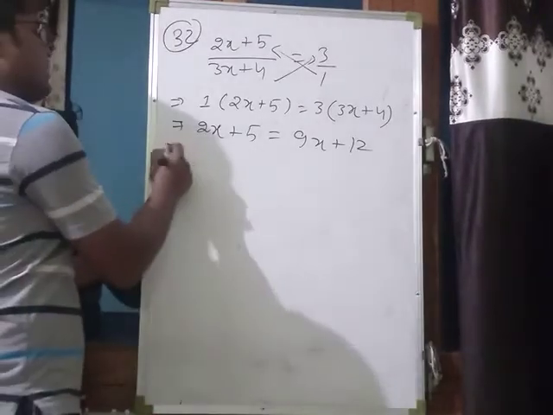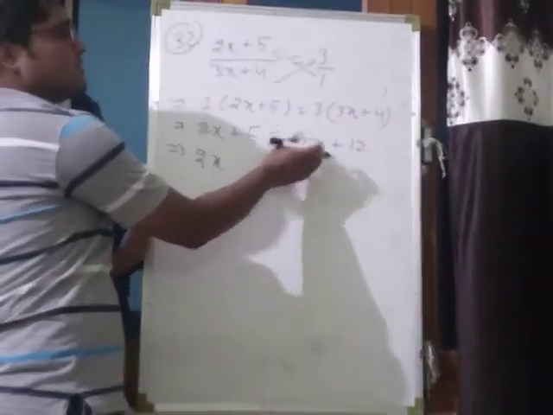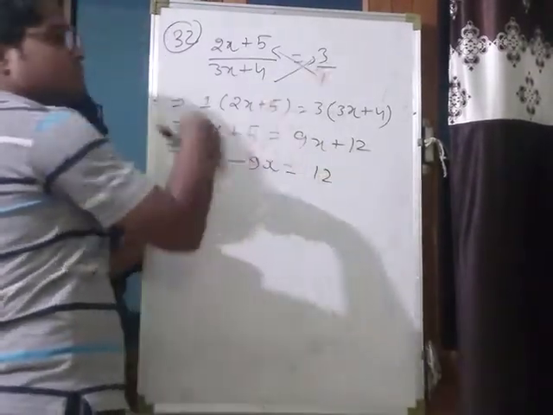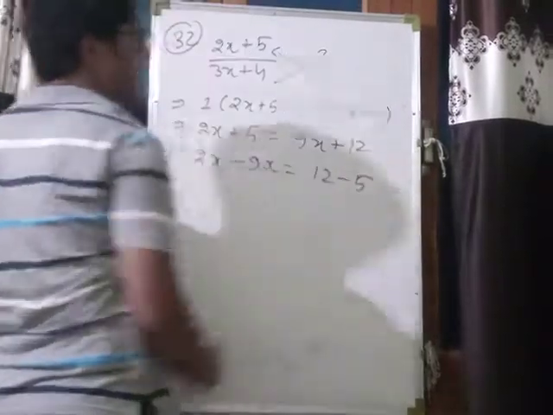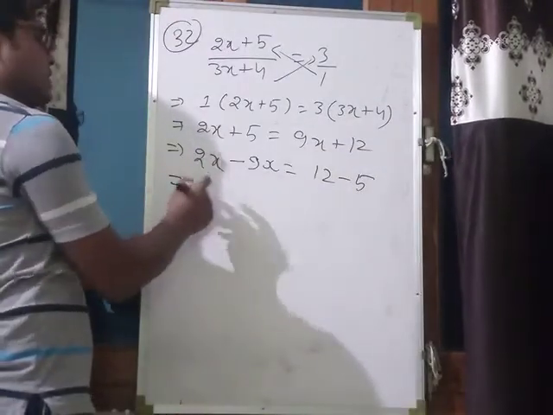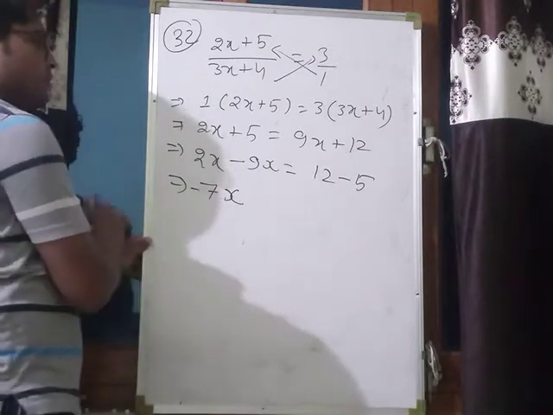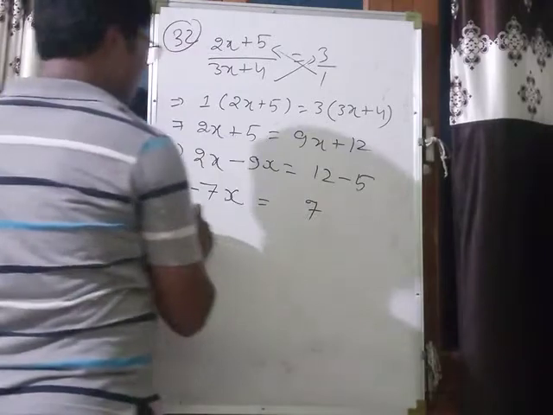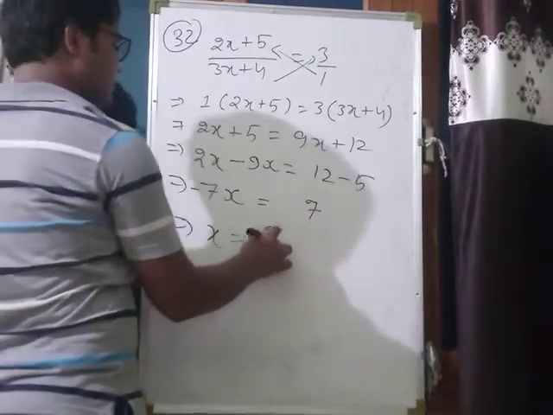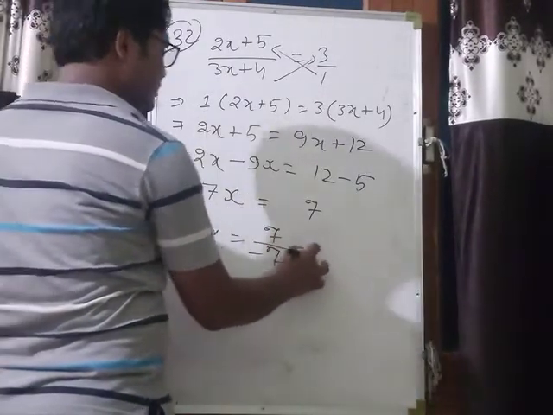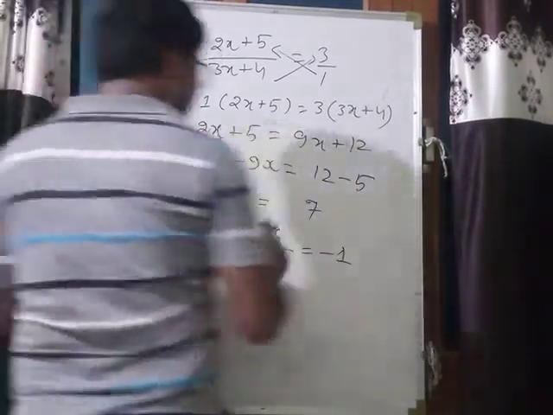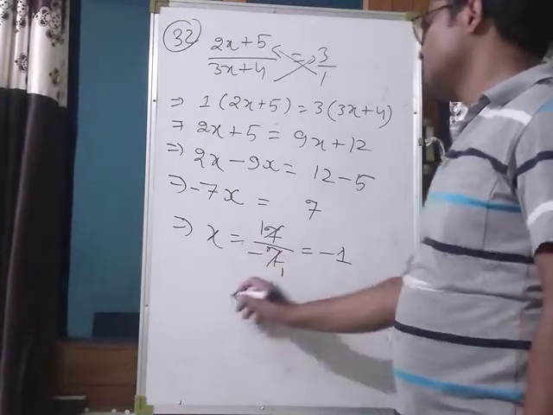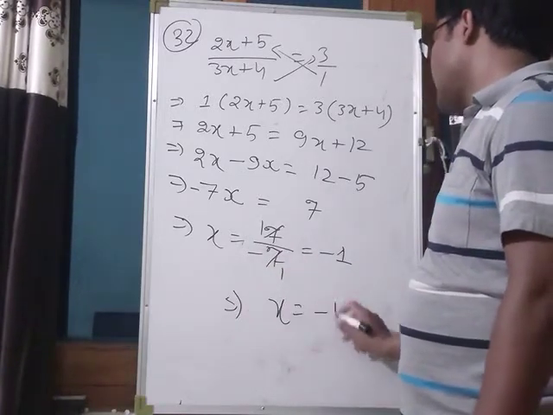Okay, so what we have, this is 2x and transfer this 9x to the left side, that will be minus 9x, and this is 12, transfer this plus 5 to the right side, minus 5. So what we have, 2x minus 9x, that is minus 7x, equal to 12 minus 5, that is plus 7. So from here x is equal to what? 7 upon minus 7, that is minus 1. When 7 is divided by 7, that is 1. So our answer is x equal to minus 1.